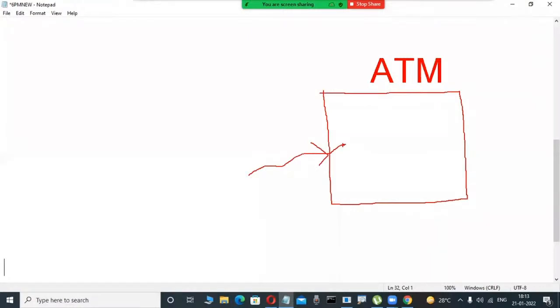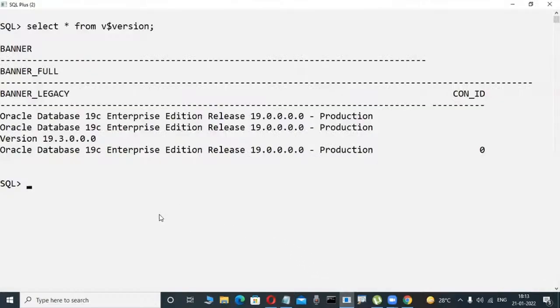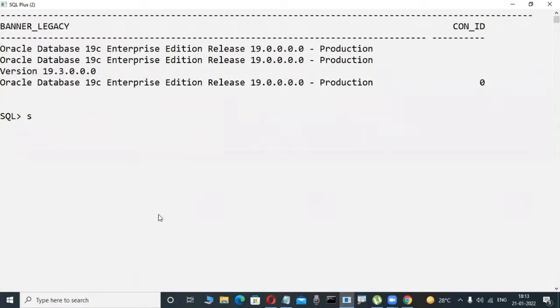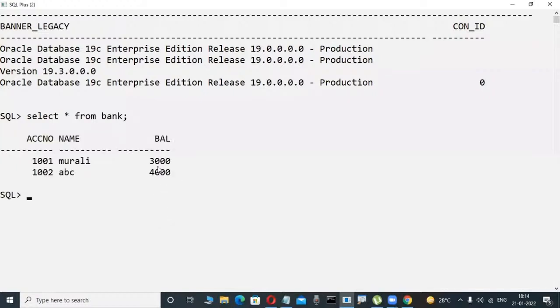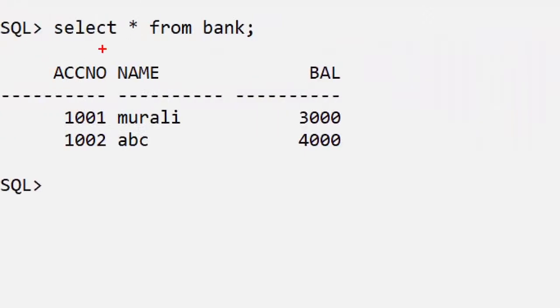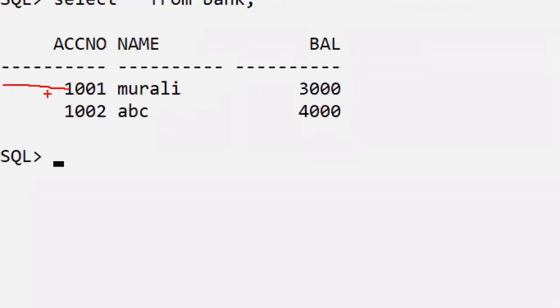Now slowly observe the screen. Suppose in this database there is a bank table, for example. Just observe the scenario; it is very easy to understand. In a table format we store the data. Suppose this is SBI bank, and this is its data. These are columns: account number, name, and balance. These are called columns, and these, like 1001, are called rows or data.